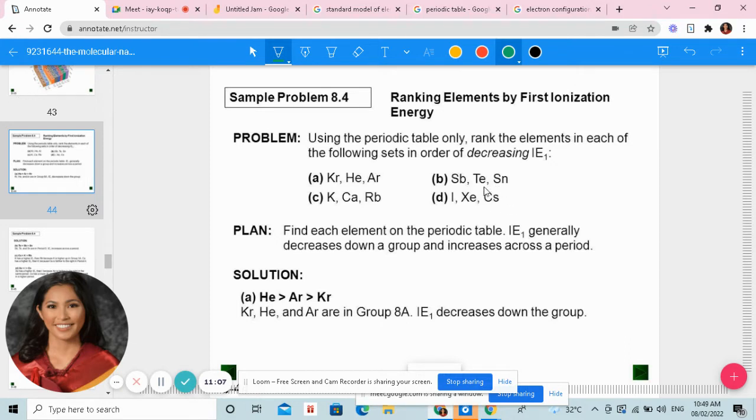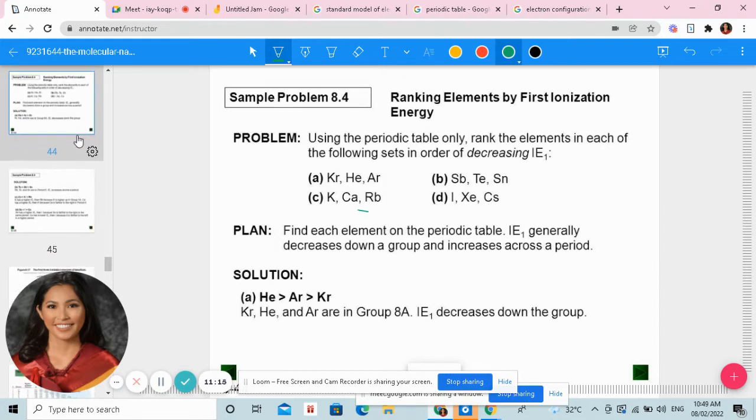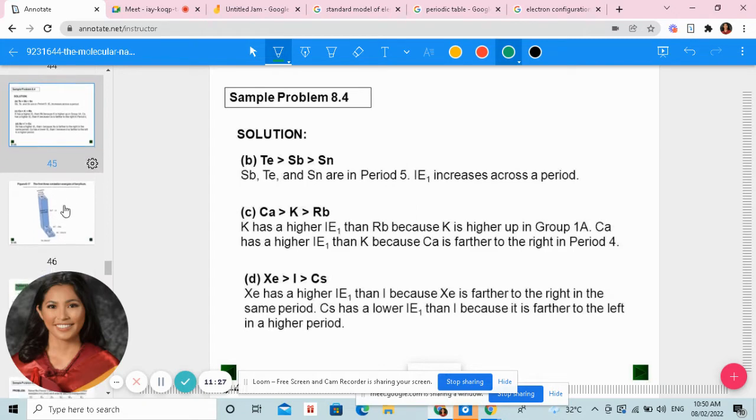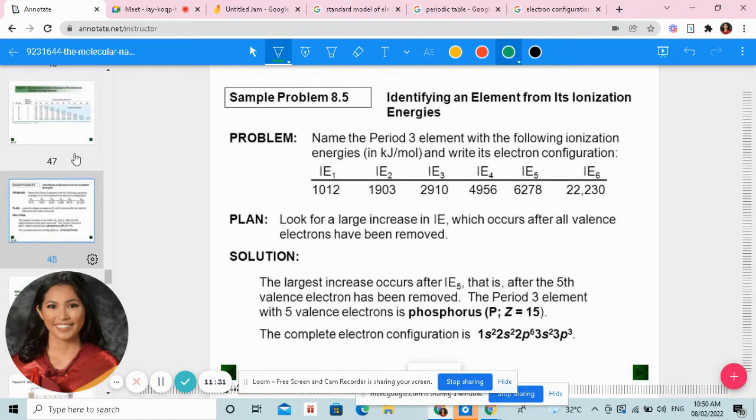Okay, so we have this one. Rank the elements in each of the following sets in order. You practice na lang ha, ani ha. I will not give, di na ko siya ipabuhat sa inyo. Kamo na lang practice. Anyways.